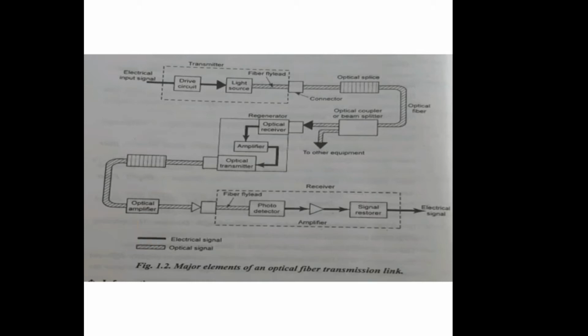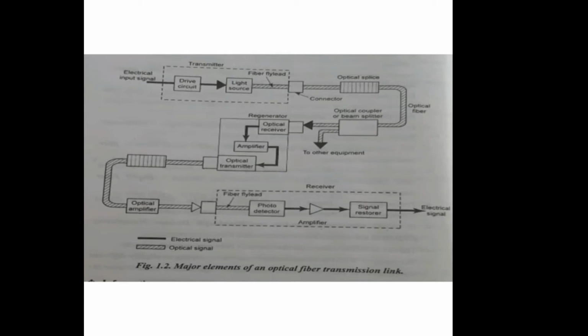And the next and last part is the receiver section. In this receiver section, we use the photodetector, amplifier and signal restorer. So what is the use of this photodetector? This photodetector acts as a normal PN junction diode, but under reverse bias condition. You know, in reverse bias condition, the depletion layer will be very high. That is, it acts as a magnet.